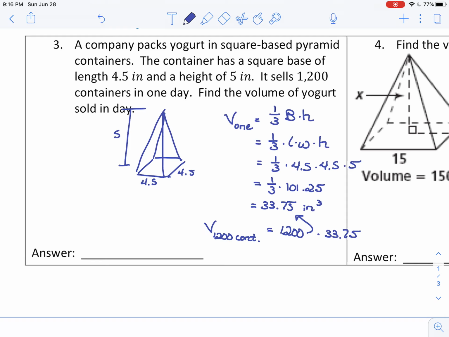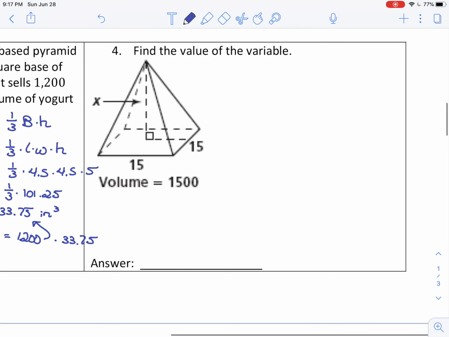So if I take that times 1,200, I'm seeing, this is such a weird question, the volume of yogurt that they sell in one day is 40,500 cubic inches of yogurt, which I guess maybe if they're figuring out the weight that's getting shipped in a certain truck or something, and they know how much a cubic inch of yogurt weighs, that could be important, but it's still a weird question. But it is an application of pyramids. 1/3 area of the base times the height, which is what we're going to use here, because it's a pyramid and we're talking about volume.